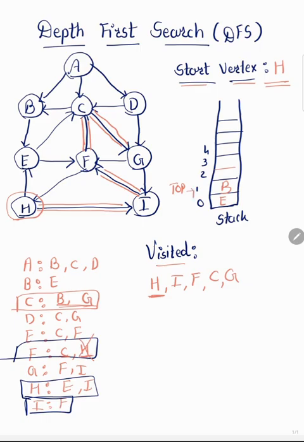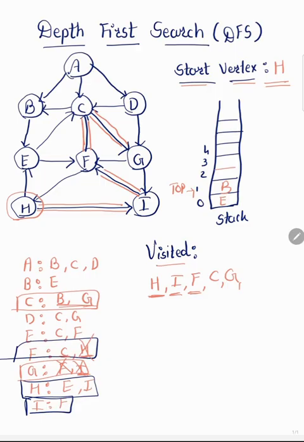Now what I need to do is look at the adjacent of G, that is F and I. You need to check that F is already visited over here, so you just cross it out. I is also visited over here, so you cross it out. So there is nothing to push, right?